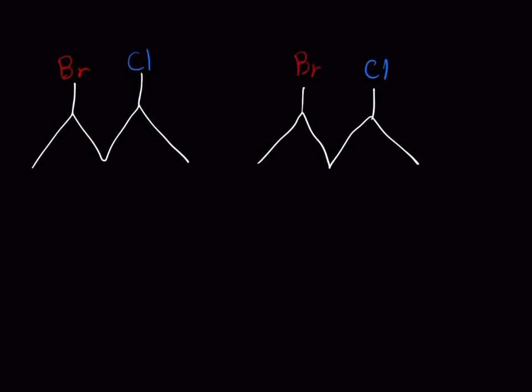Now let's look at this example here. Let's say we have bromine and we have chlorine. Which way do we start counting on this one? Do we go from right to left, or do we go from left to right? Well, let's actually try both and see which one is correct. So if we count from left to right, we can see that bromine is on position 2 and chlorine is on position 4.